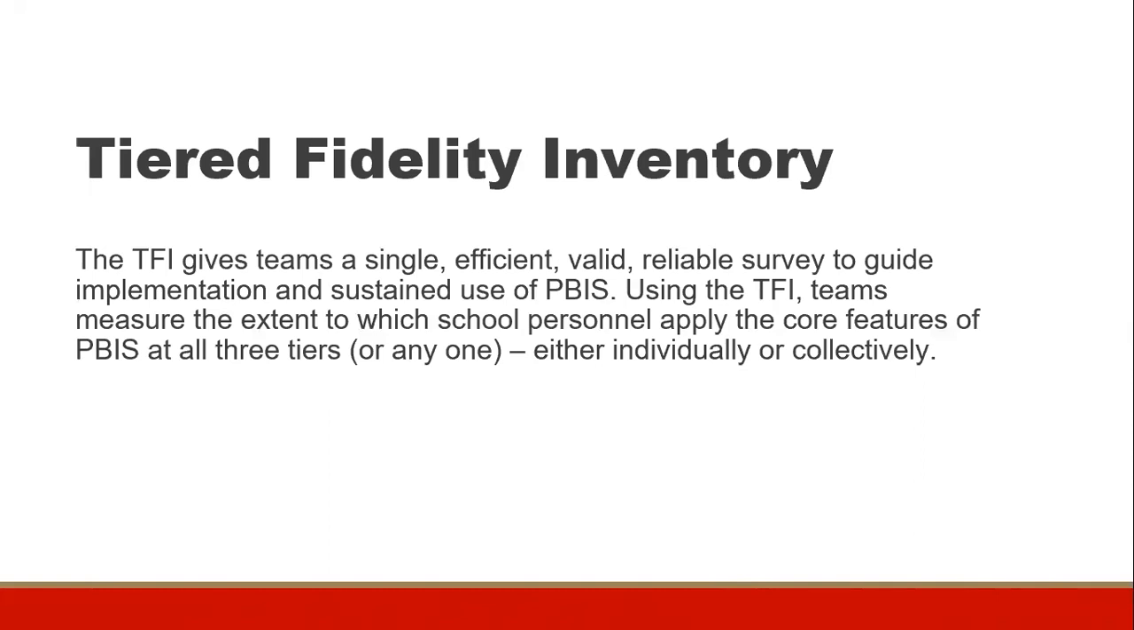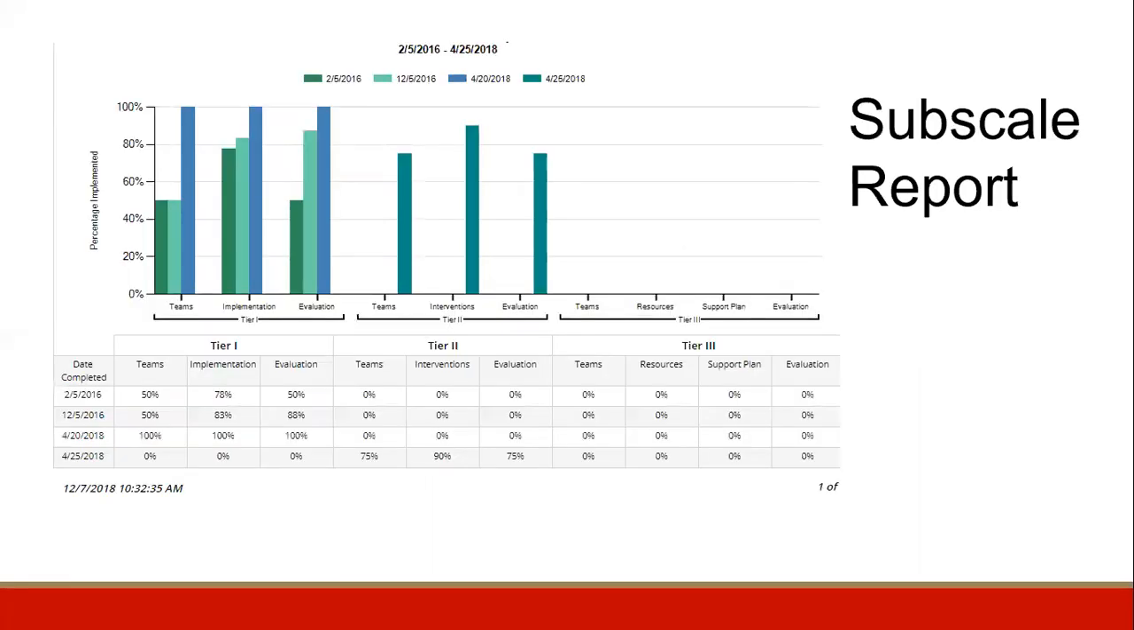So when you give the Tiered Fidelity Inventory, you get reports in graph form. This is an example of what you could get from this tool. It's called the subscale report. And you'll notice that it's split up by all 3 tiers of the framework. In each of the 3 tiers, the questions revolve around teams, implementation, and then evaluation of the process.